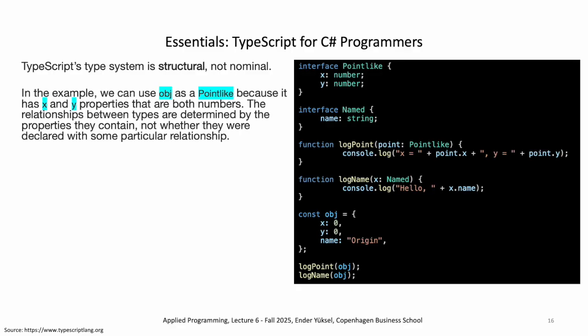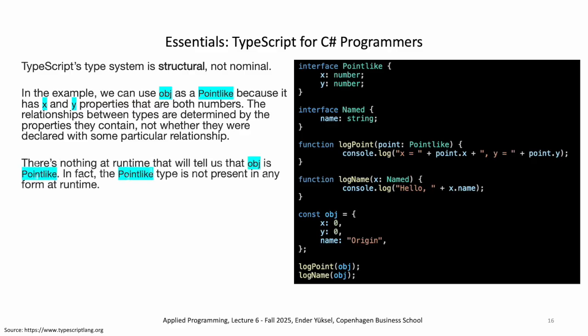In the example, we can use obj as a point-like because it has X and Y properties that are both numbers. The relationships between these types are determined by the properties they contain, not whether they were declared with some particular relationship. There's nothing at runtime that will tell us that obj is point-like. In fact, the point-like type is not present in any form at runtime.